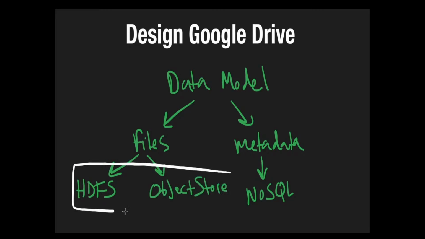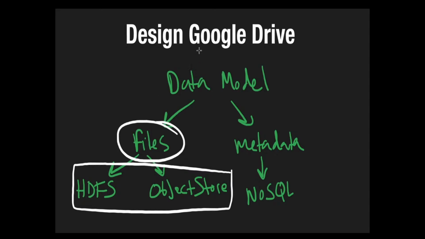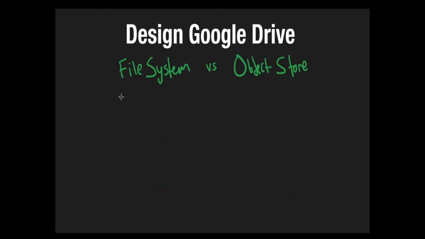Now let's briefly compare these two. I think they're both viable options as long as you can defend your design decisions, but this is one of the major decisions when it comes to Google Drive, of course, how we're actually storing the files. Now let's briefly compare a file system to an object store.